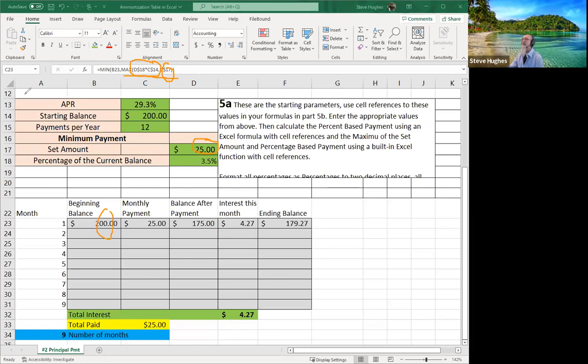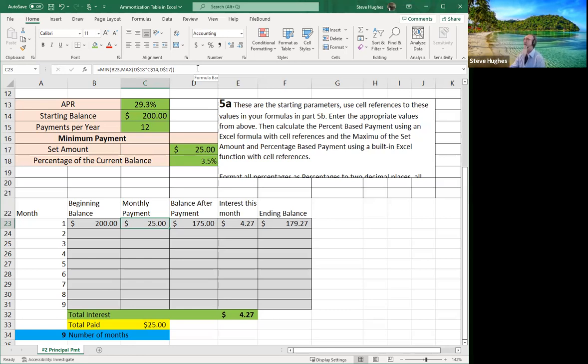Everybody can see I've typed this formula in right here. I want the minimum of the monthly payment or the balance, right? If the balance is less than the monthly payment, I just pay it off. That's what the minimum is there for. So first of all, what's the maximum? Is it $25 or 3.5% of the $200? You can see from my particular question here that $25 is more than 3.5% of $200.